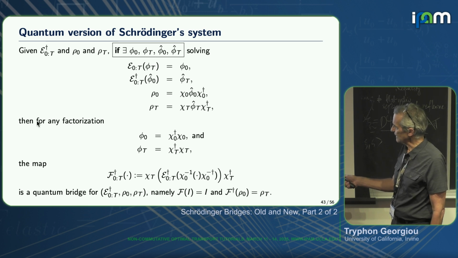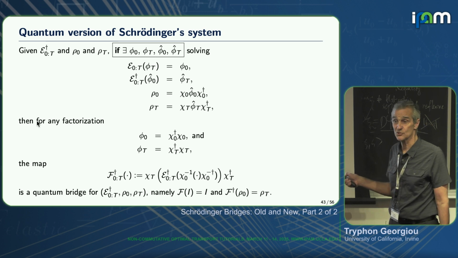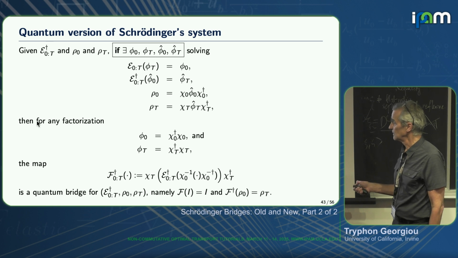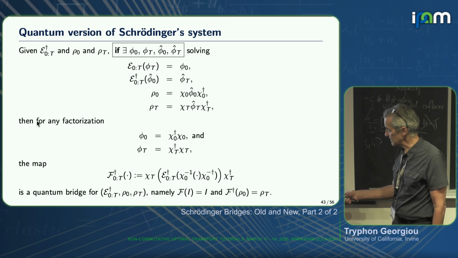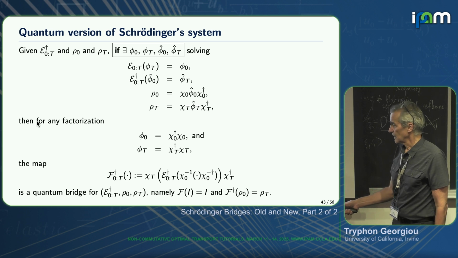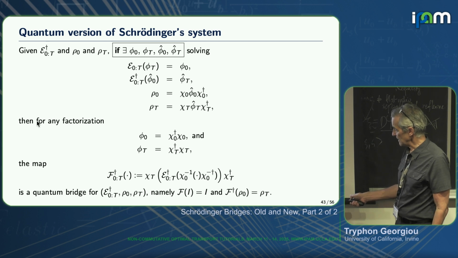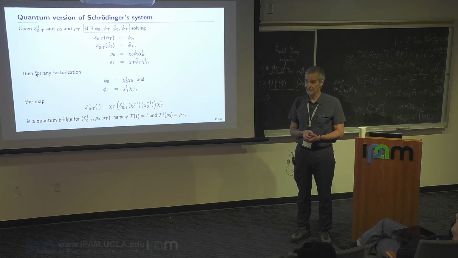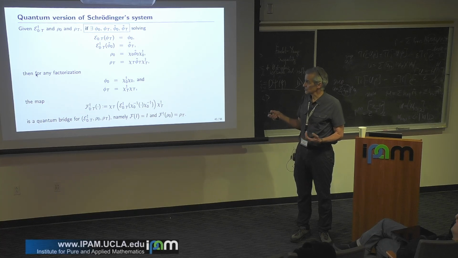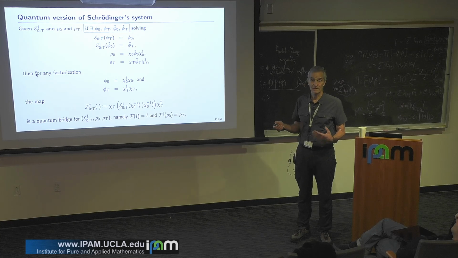And then at the start and at the end, the rho is the product of phi 0 and phi 0 hat. So if you have a solution to this system of equations, that's nothing but the Schrödinger system in the non-commutative setting, for any factorization of those, then this map, where you first divide by the square roots and then multiply by the square roots, is a quantum bridge that maps the starting rho to the terminal rho and I to I. So the whole ball game is to show that the system of equations has a solution. We don't have a proof in this generality. We only have it when the marginals are the identity and when the marginals are rank 1.